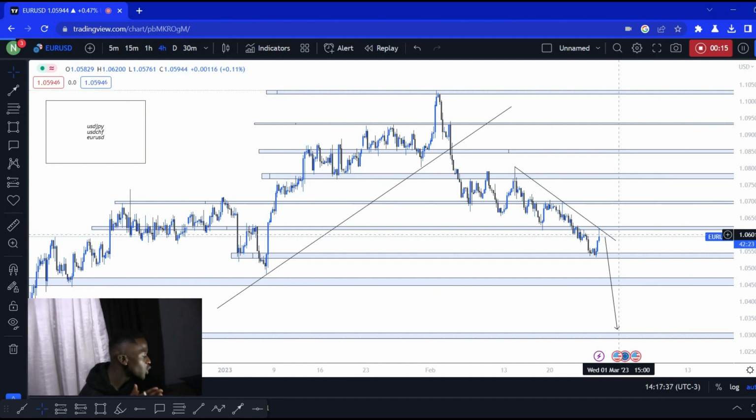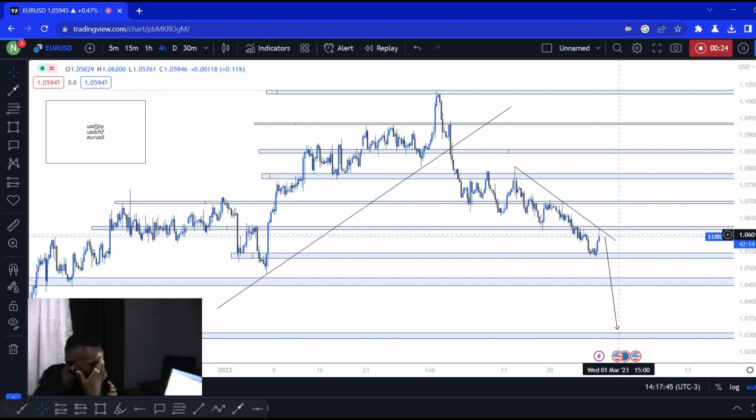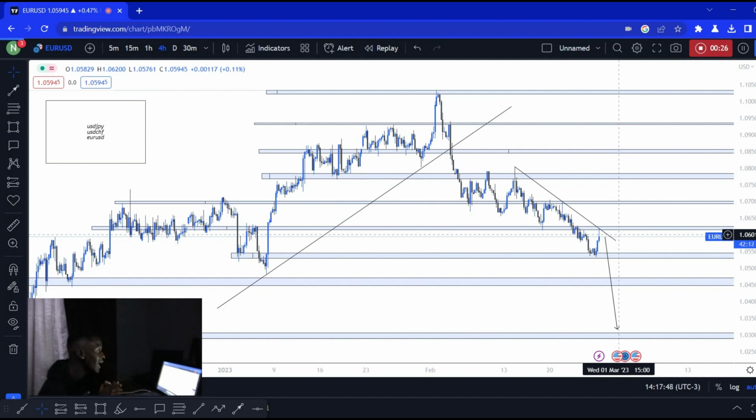So right now I just want to do a quick market breakdown on USD JPY, USD CHF, and EUR USD, but we'll start with EUR USD. These are things that I analyzed earlier on, but I'll give you a market breakdown and then we'll look at one pair that we're going to analyze together.